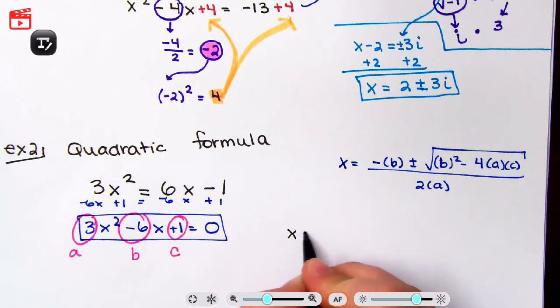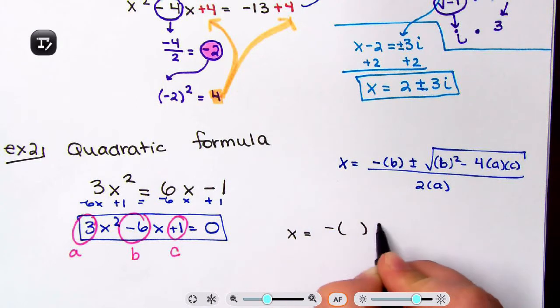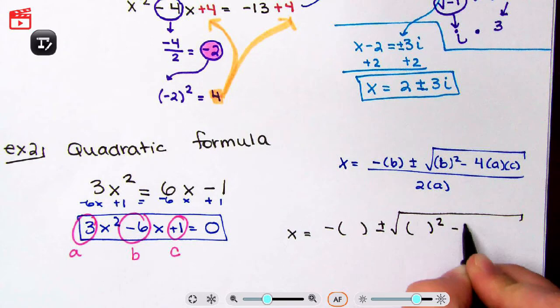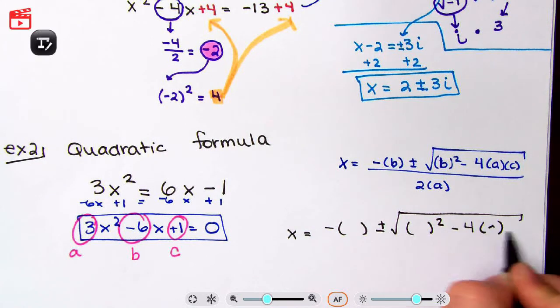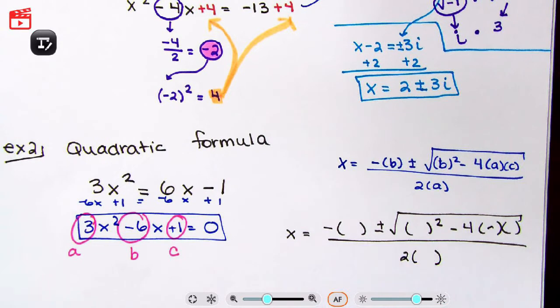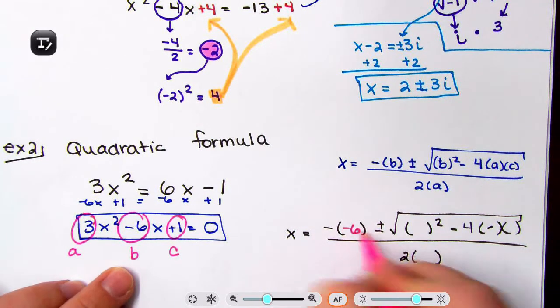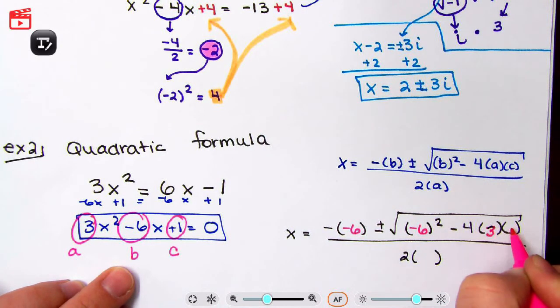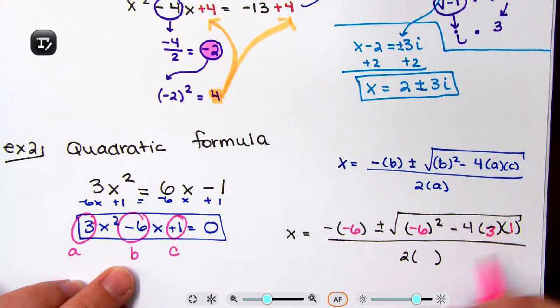I really do like to use bubbles when you're substituting in values because sometimes if you get two negatives, it's easy to forget you have two negatives if you don't see it. So our value of b is negative 6. Our value for a is 3. Our value for c is 1. And our value for a is 3.